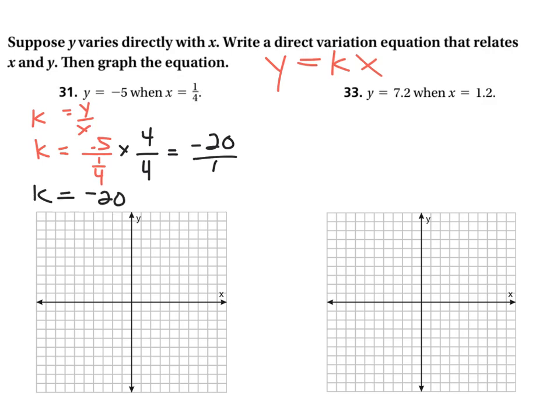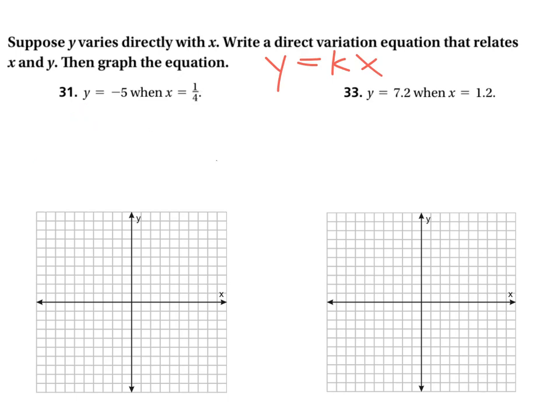So then if we wanted to write it in the form of y equals kx, using the actual k value, or the constant of variation for the equation that we're doing, we would use -20 for the k value. And so then we could write y equals -20x. Okay, so how do we graph that?